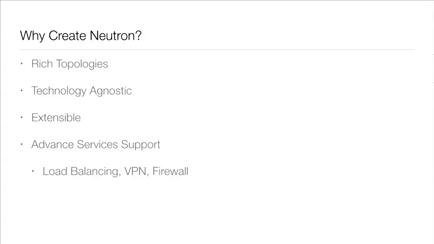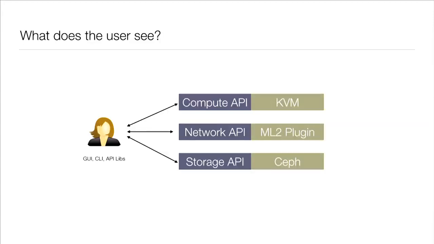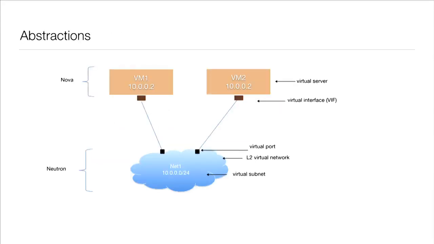We need to take a look also at a couple of basics just to level set. When we start thinking about the OpenStack API, and people will see this over and over, what does the user see when they use OpenStack? They see a compute API. They see a network API. They see a storage API. And these APIs are agnostic behind what's the actual back end. The user is unaware that maybe the compute API is backed by KVM, the network by the ML2 plugin, or the storage by Ceph.